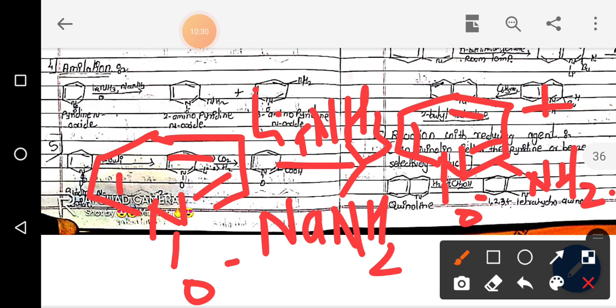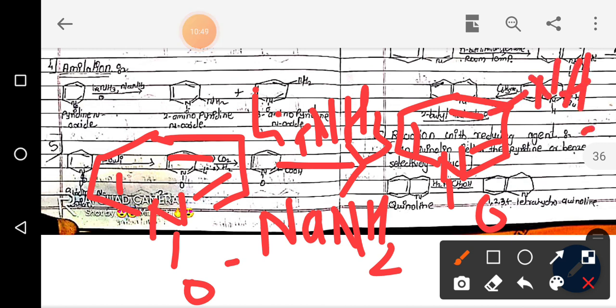At the 2 position, that is 2-aminopyridine N-oxide, this is on the 2 position, and the same will be added on the 5th position also. This is at the 3rd position, that is 3-aminopyridine N-oxide. These are the two products formed at the 2 position, that is 2-aminopyridine N-oxide, and the 3 position, that is 3-aminopyridine N-oxide.